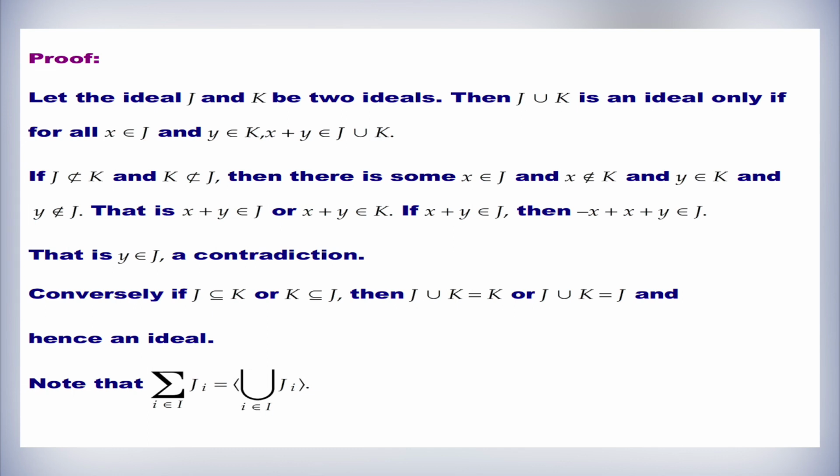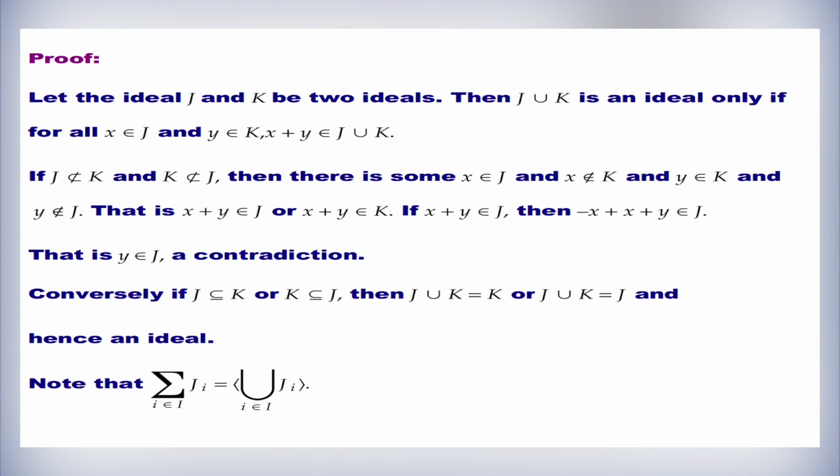That is, x plus y belongs to J or x plus y belongs to K. If x plus y belongs to J, then minus x plus y belongs to J, which implies that y belongs to J, and hence it is a contradiction. Conversely, if J is a subset of K or K is a subset of J, then J union K is equal to K or J union K is equal to J, and hence it is an ideal.